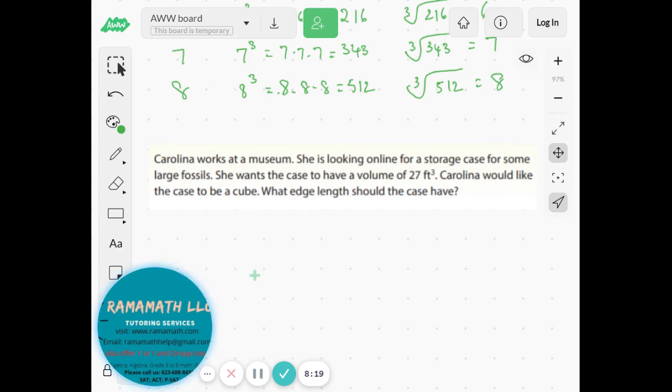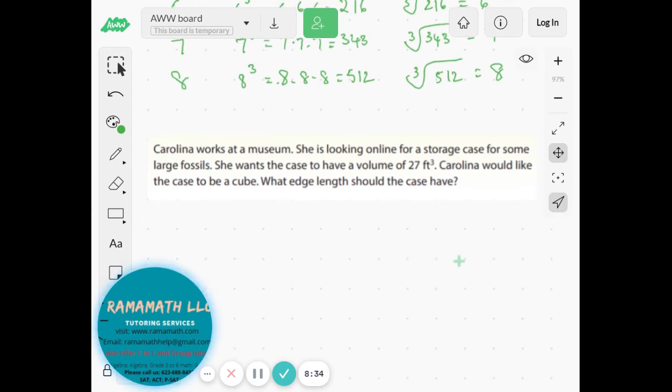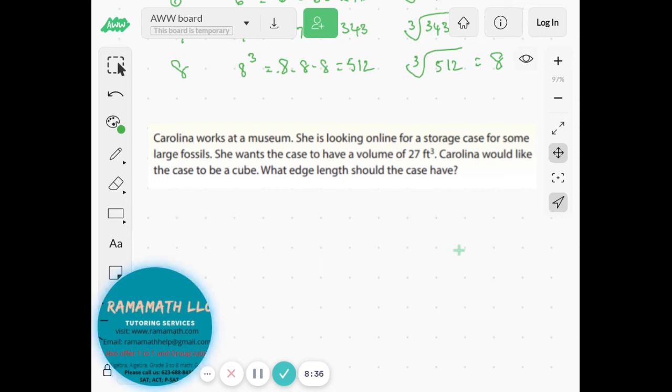Carolina works at a museum. She is looking online for a storage case for some large fossils. She wants the case to have a volume of 27 cubic feet. Carolina would like the case to be a cube. What edge length should the case have?